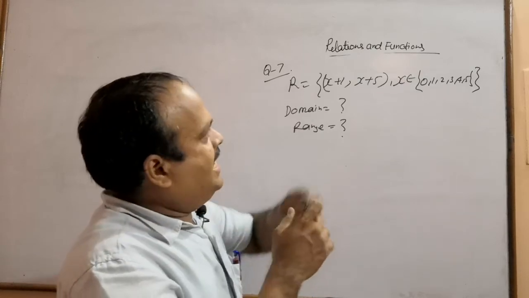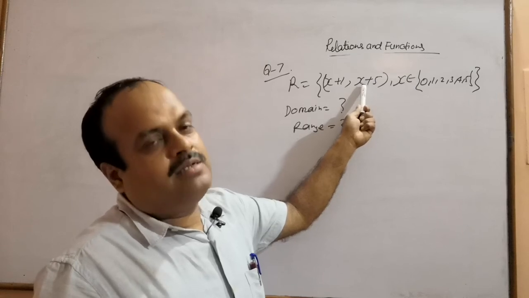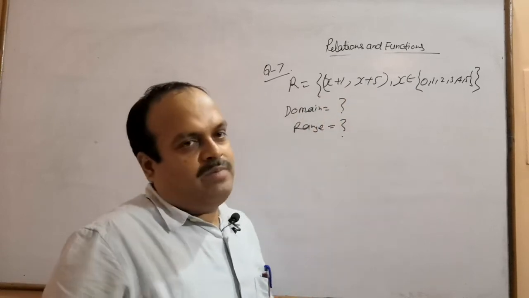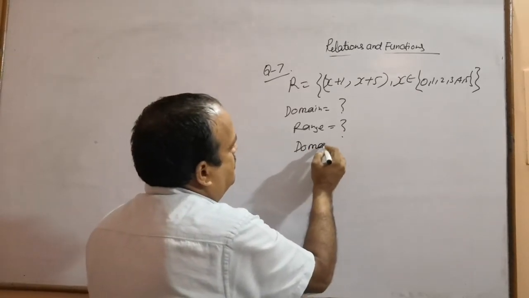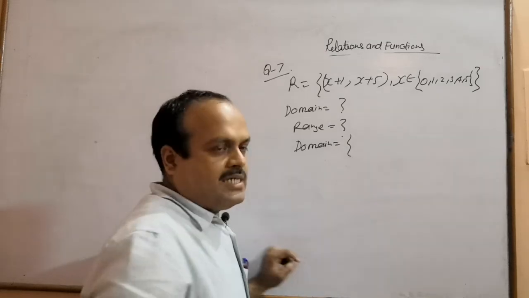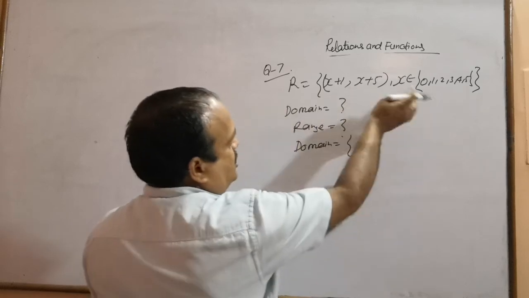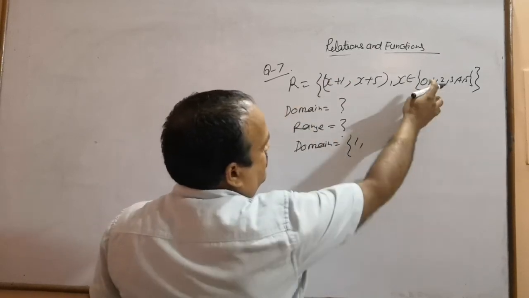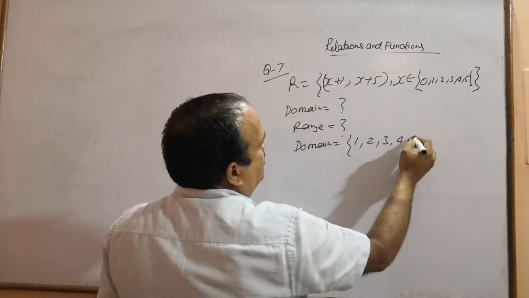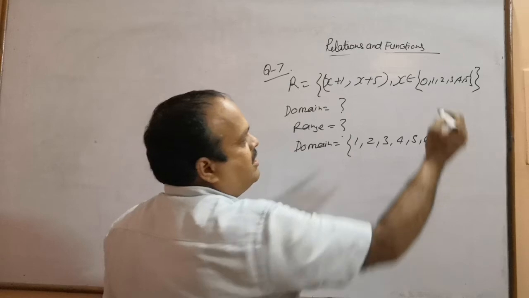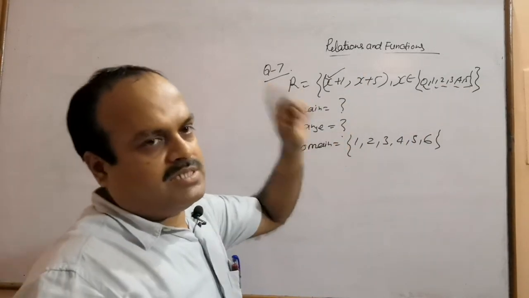So x plus 5 will give the range, and x plus 1 will give the domain. So the domain is the set of values of x plus 1, where x belongs to this set. Put 0 here, you will get 1. Put 1 here, you will get 2. Then 3, 4, 5, 6. When you put all these values one by one in this entry, you will get the set of the domain.